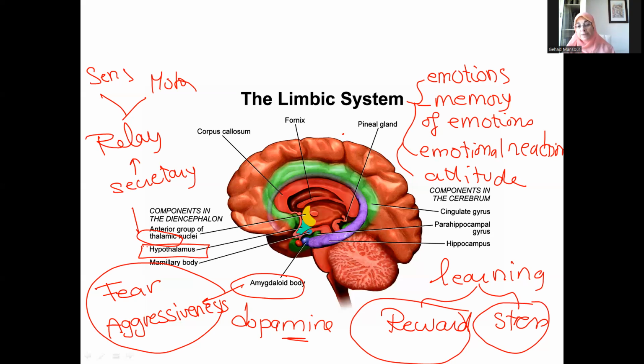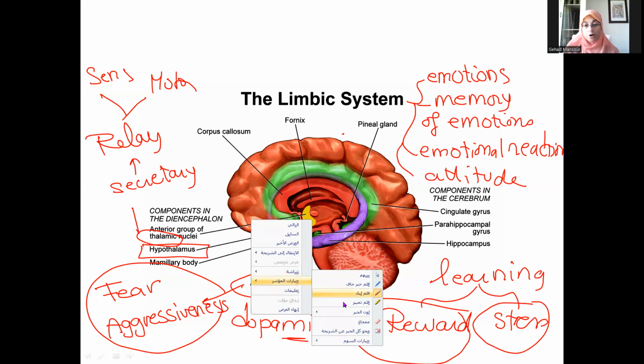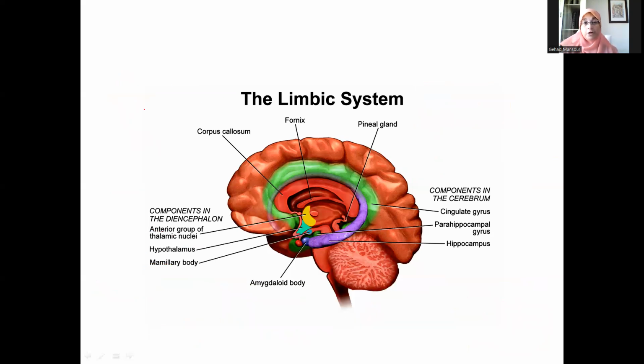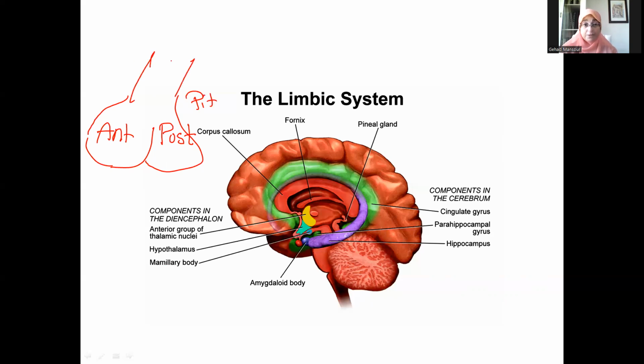How is the hypothalamus connected to the pituitary gland? This is also an important question. The hypothalamus is connected to both the anterior lobe and the posterior lobe of the pituitary gland, as I said before. So if this is the anterior lobe of the pituitary gland, and this is the posterior lobe of the pituitary gland. I'm talking about the pituitary gland and the hypothalamus. The neurons of the hypothalamus are connected to the pituitary gland. So you can consider this a hypothalamic pituitary axis, this part, okay?